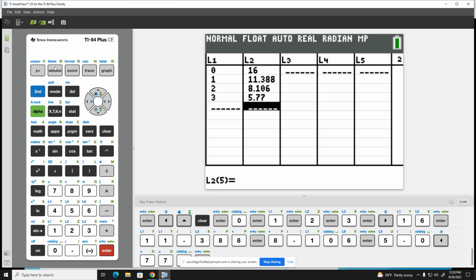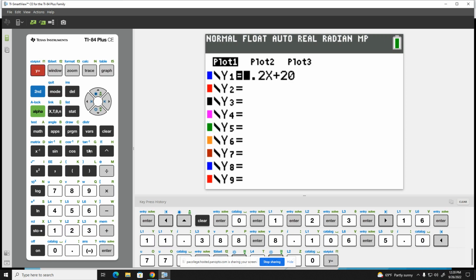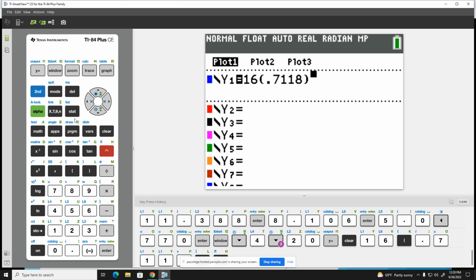So next I'm going to set up my window. And we said we were going to go 0 to 4, just to give ourselves a little space in the x direction, and 0 to 20, again, giving ourselves a little space in the y direction. I'm going to go into my y equals. I see plot 1 is turned on, so I will see my data. And I want to type the equation that I wrote. So we had starting value of 16 times our y ratio of 0.7118. And then that was to the exponent where we use x in our calculator.